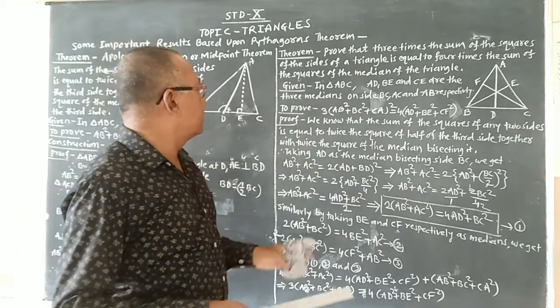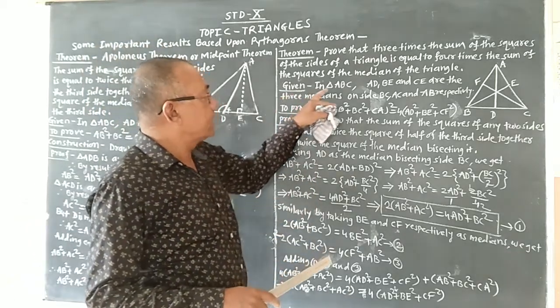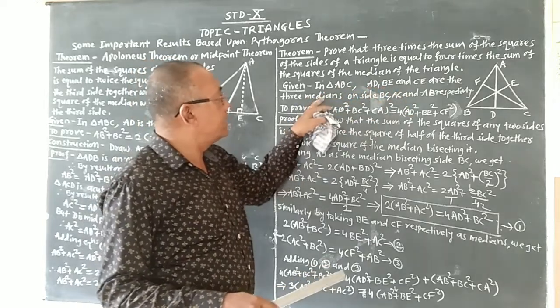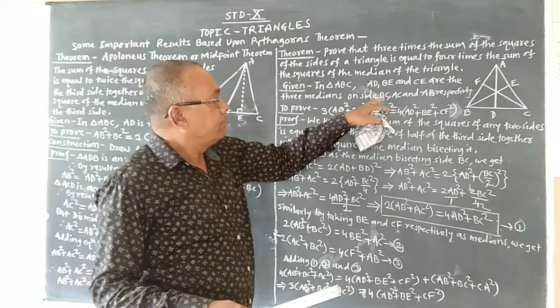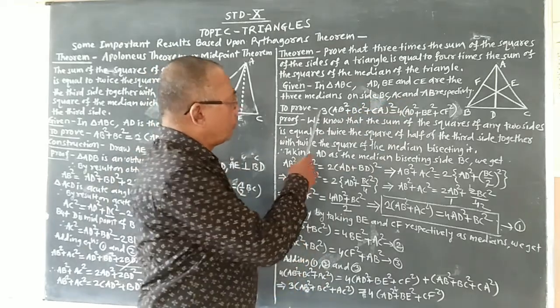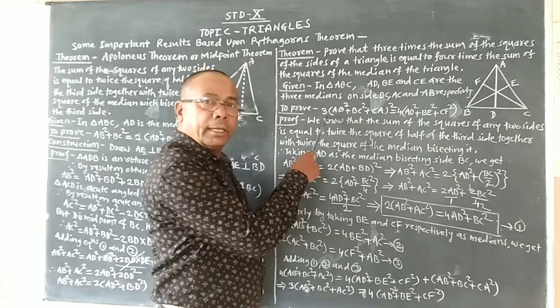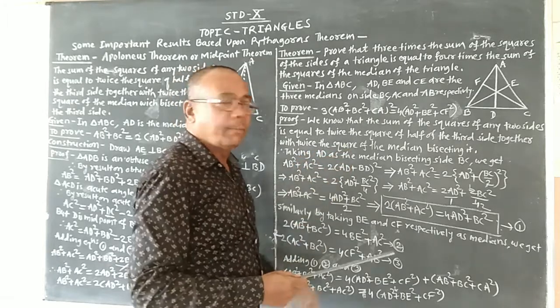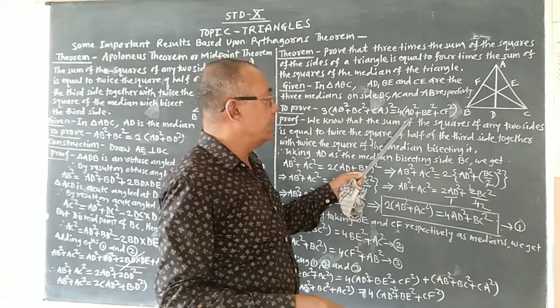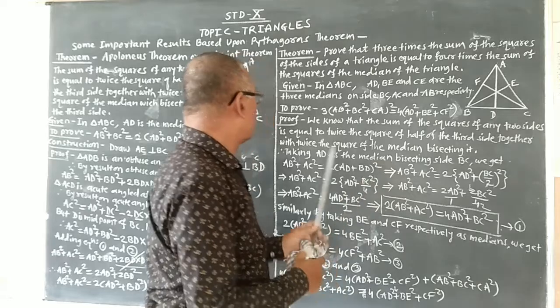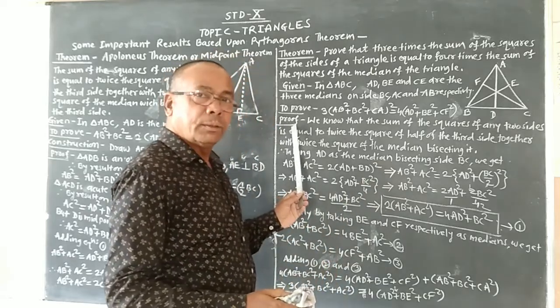Now here, given in a triangle ABC, AD, BE and CF are the 3 medians on the sides BC, AC and AB respectively. To prove: 3 into (AB square plus BC square plus CA square) is equal to 4 into (AD square plus BE square plus CF square). And now we will see the proof.